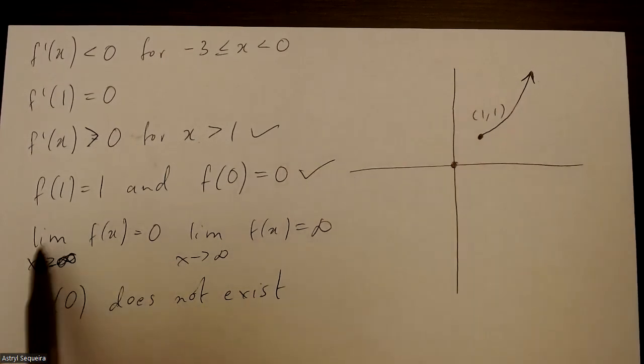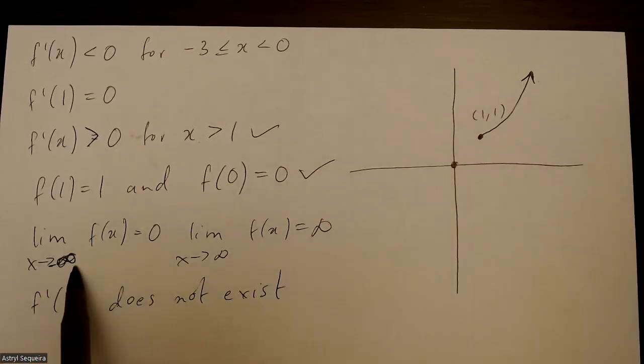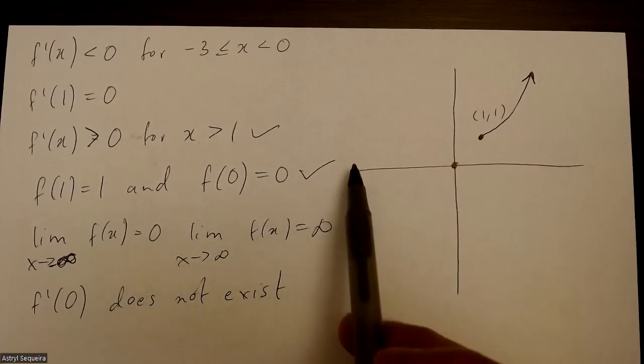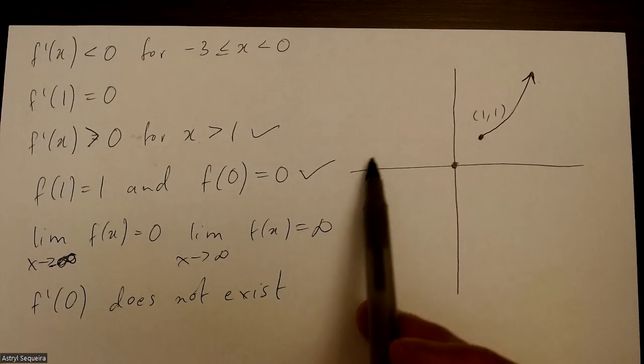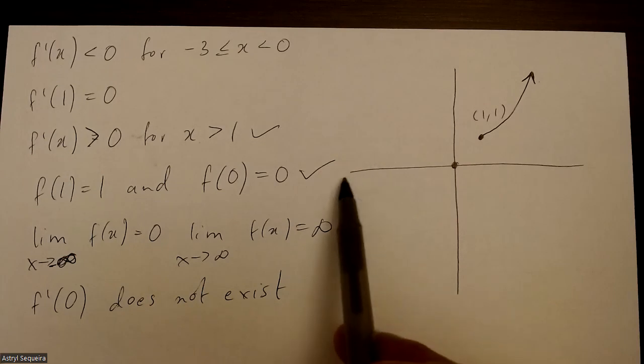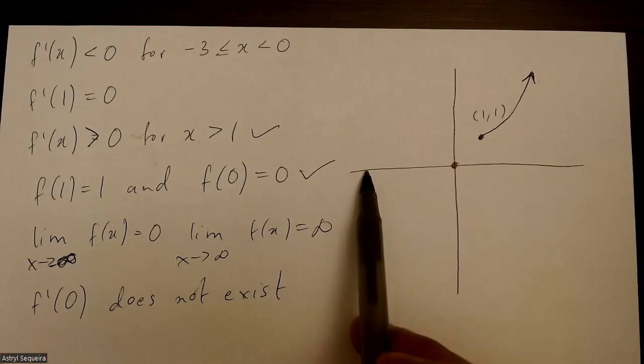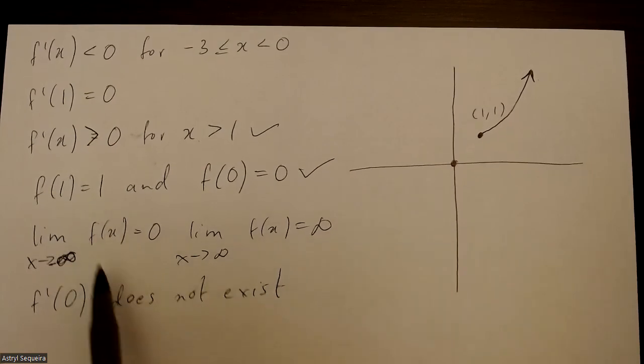Let me look at the other end behavior. As x is approaching negative infinity, y is approaching 0. So I know that very likely it's going to be either from the top like this or from the bottom like this approaching 0. I just need to figure out which one of the two it is. Okay, so let me look at what else I have here.